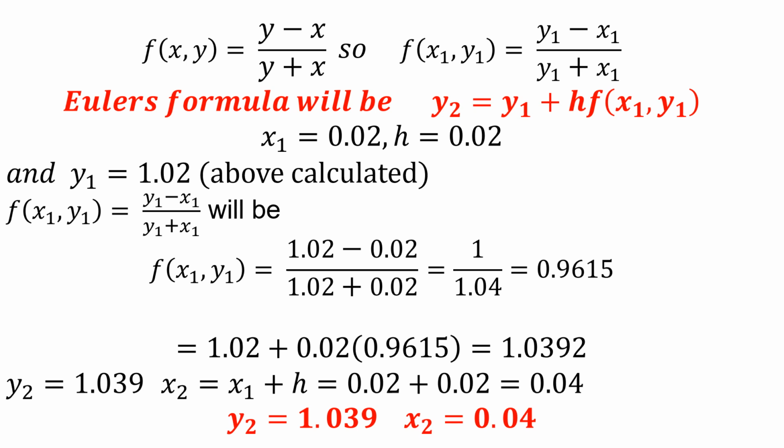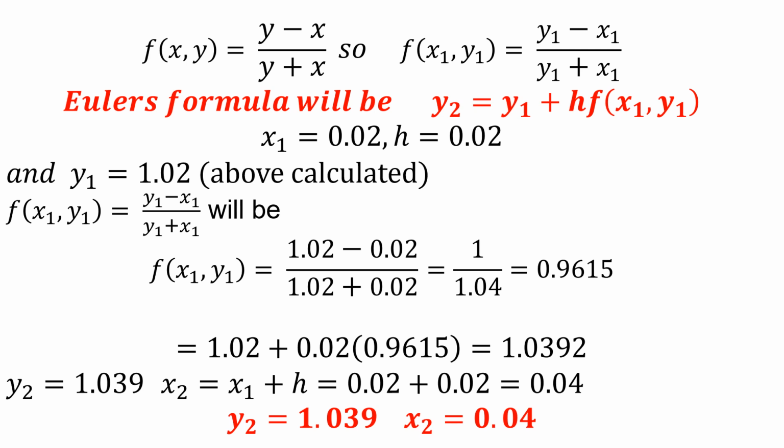So y2 is equal to y1. This is y1. Same values are taken, and the function value is 0.9615. By putting all the values, y1 and x1 here, according to the function the value will be 0.9615. So these are the values. Accordingly, this is the function.